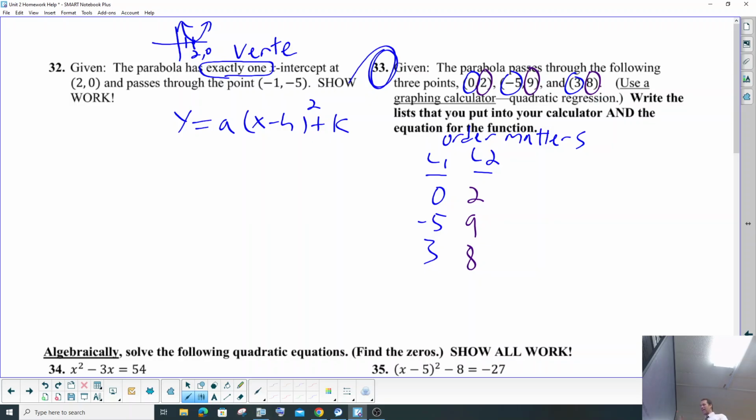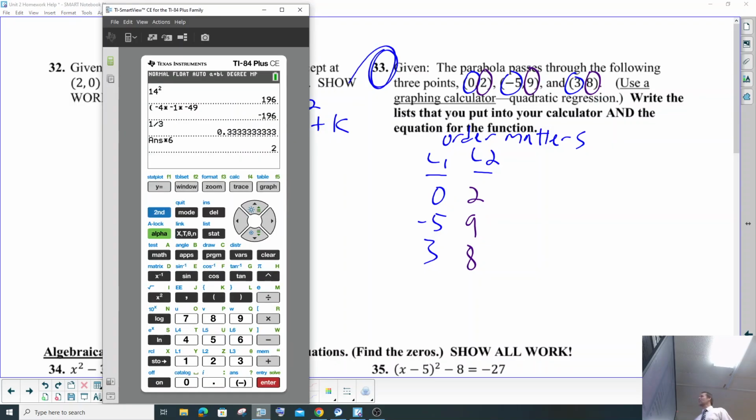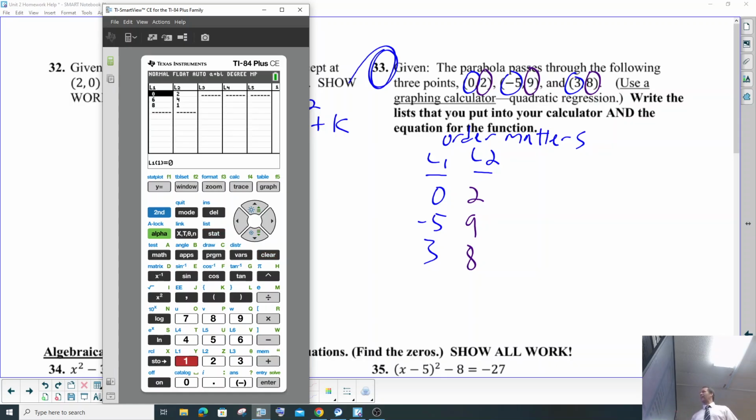So you're just going to plug it in your calculator, and it's going to do a quadratic regression. So hit the stat button, hit 1 to edit your data, or hit enter. And then you can just override that. So I'm going to go 0, enter, and a negative 5.